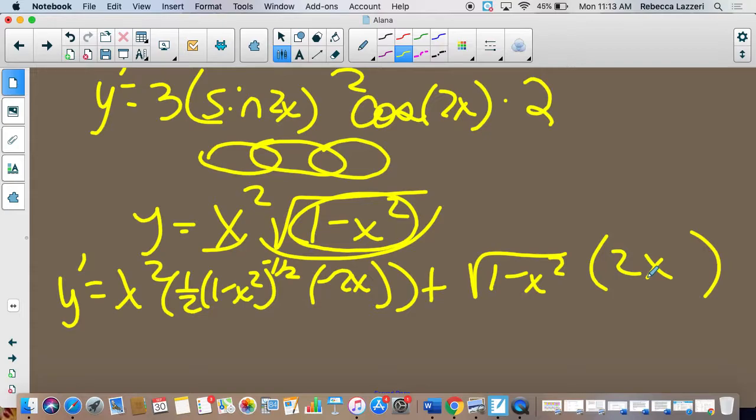Negative exponents, common denominator, factor. Negative exponents, common denominator. If you see a little canceling, do it.